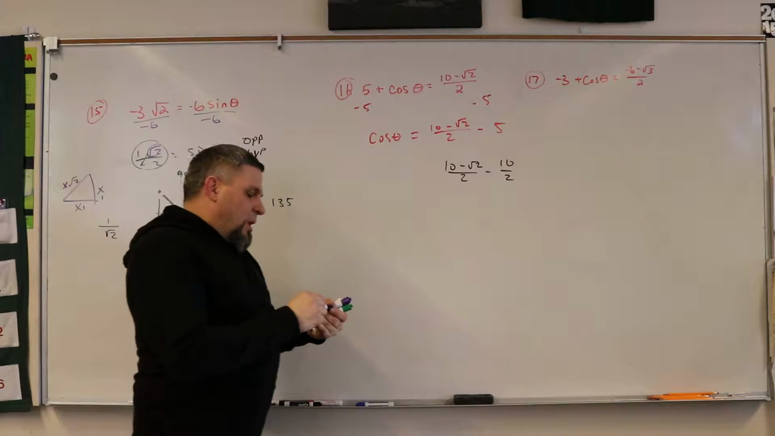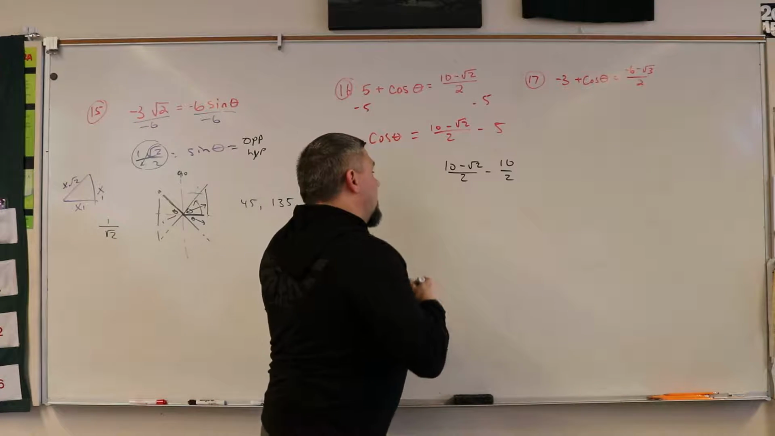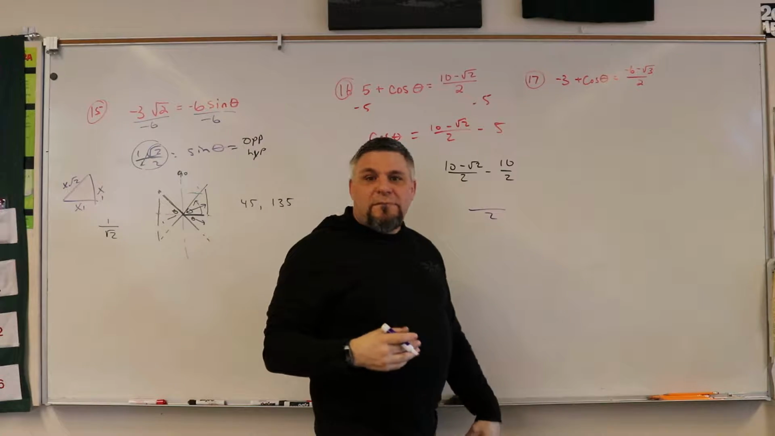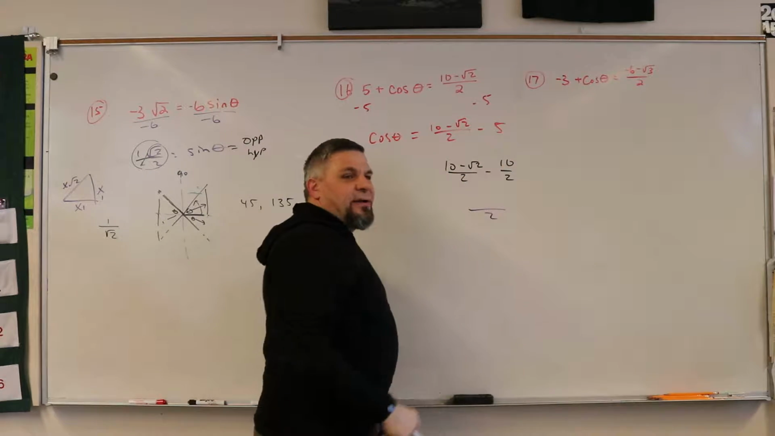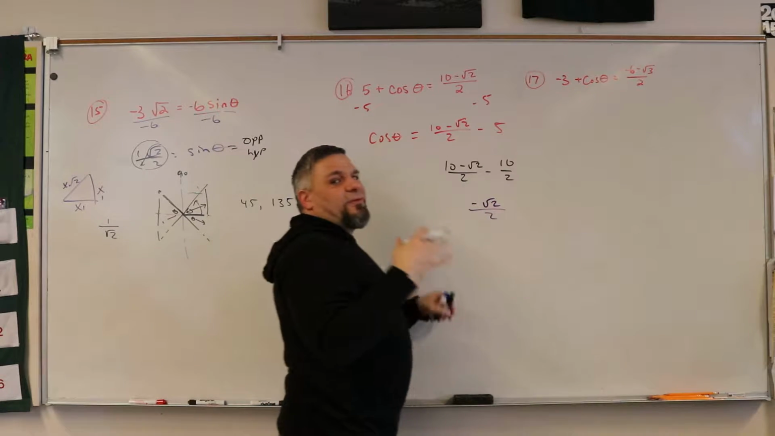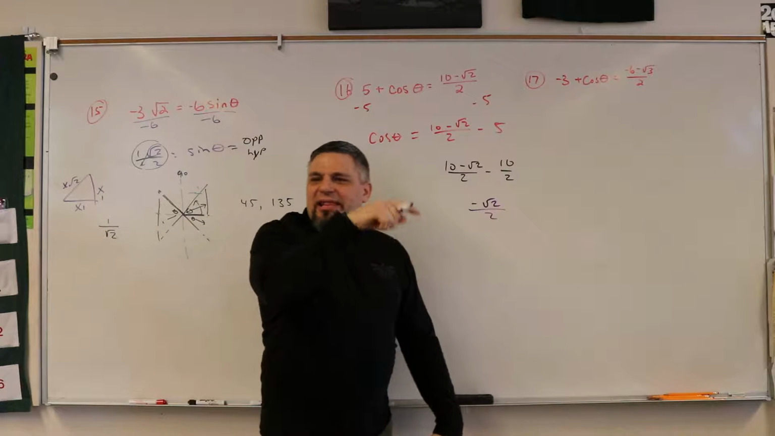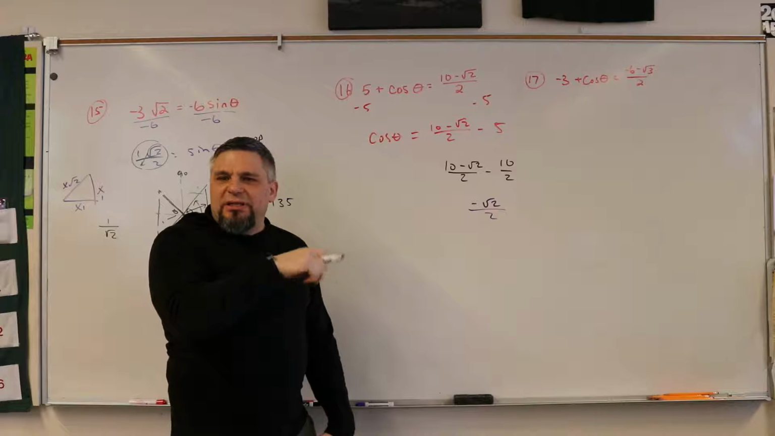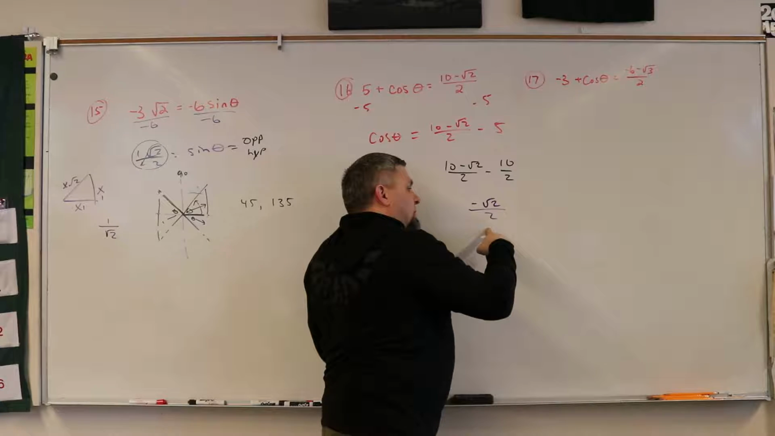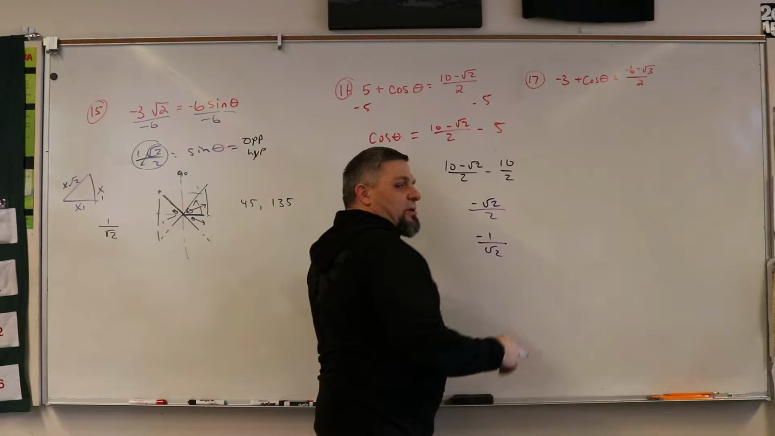Because 5 is 10 over 2, right? And then, these are the same, so that's just over 2, right? And then, what is 10 minus 10? 0. So then you have negative square root of 2 over 2, right? Okay? So now, we've seen that before, right? We've seen that before, because it was negative 1 over the square root of 2, right?